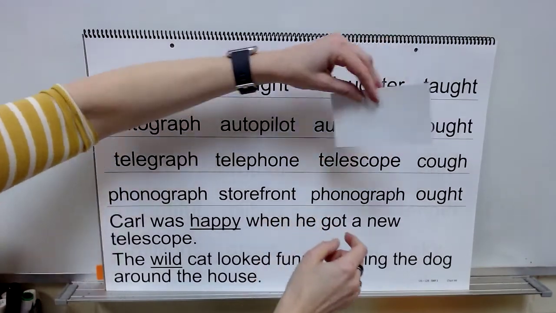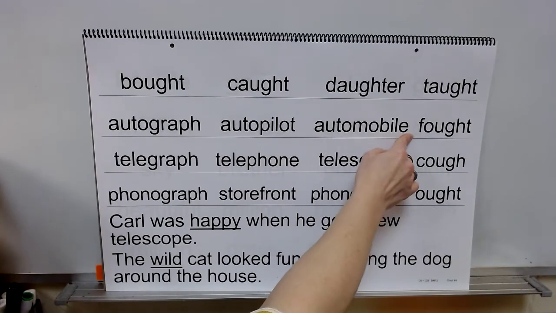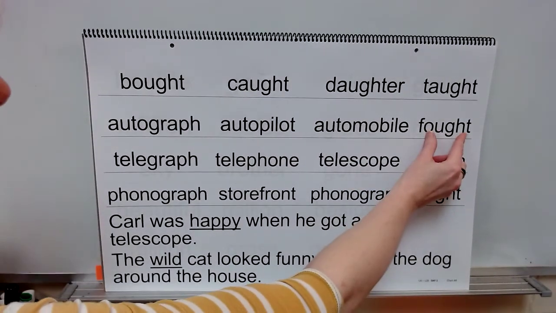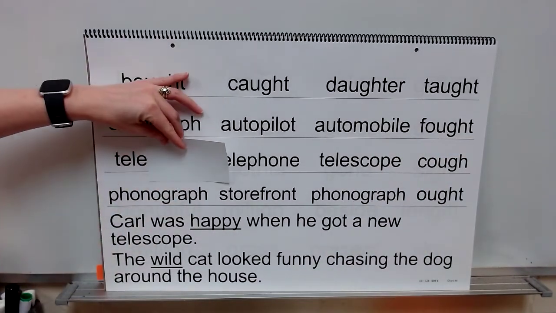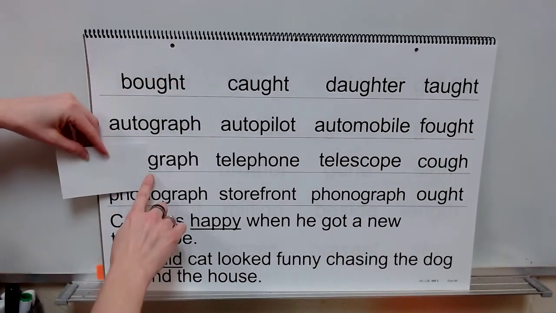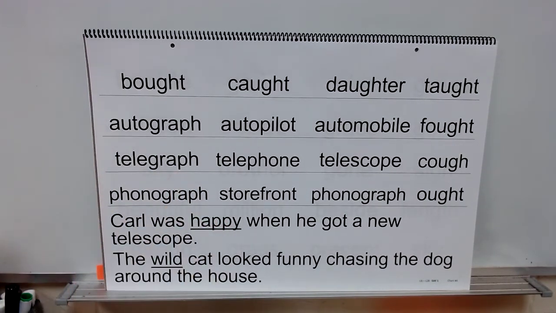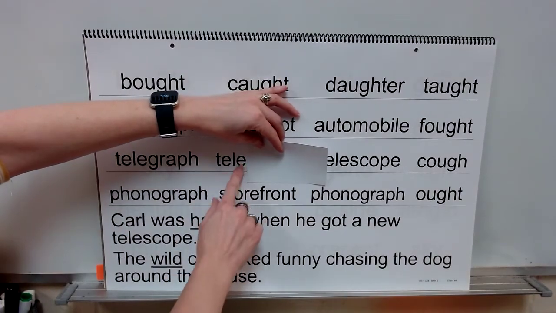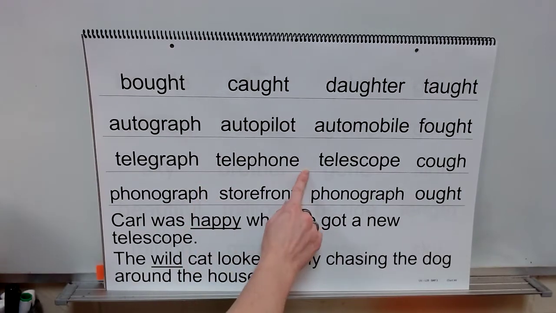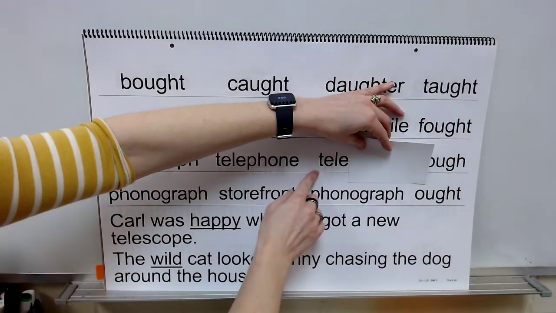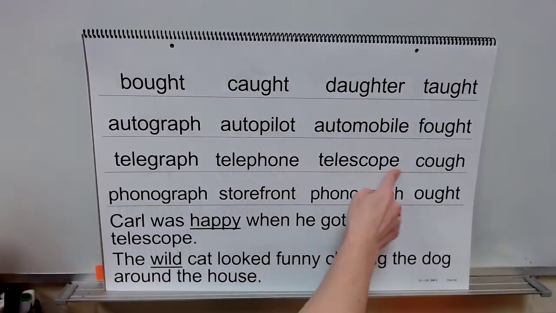Root, auto. Base word, mobile. What word? Automobile. Sound, ah. Word, fought. Root, tele. Root, graph. Word, telegraph. Root, tele. Root, phone. What word? Telephone. Word root, tele. Base, scope. Word, telescope.